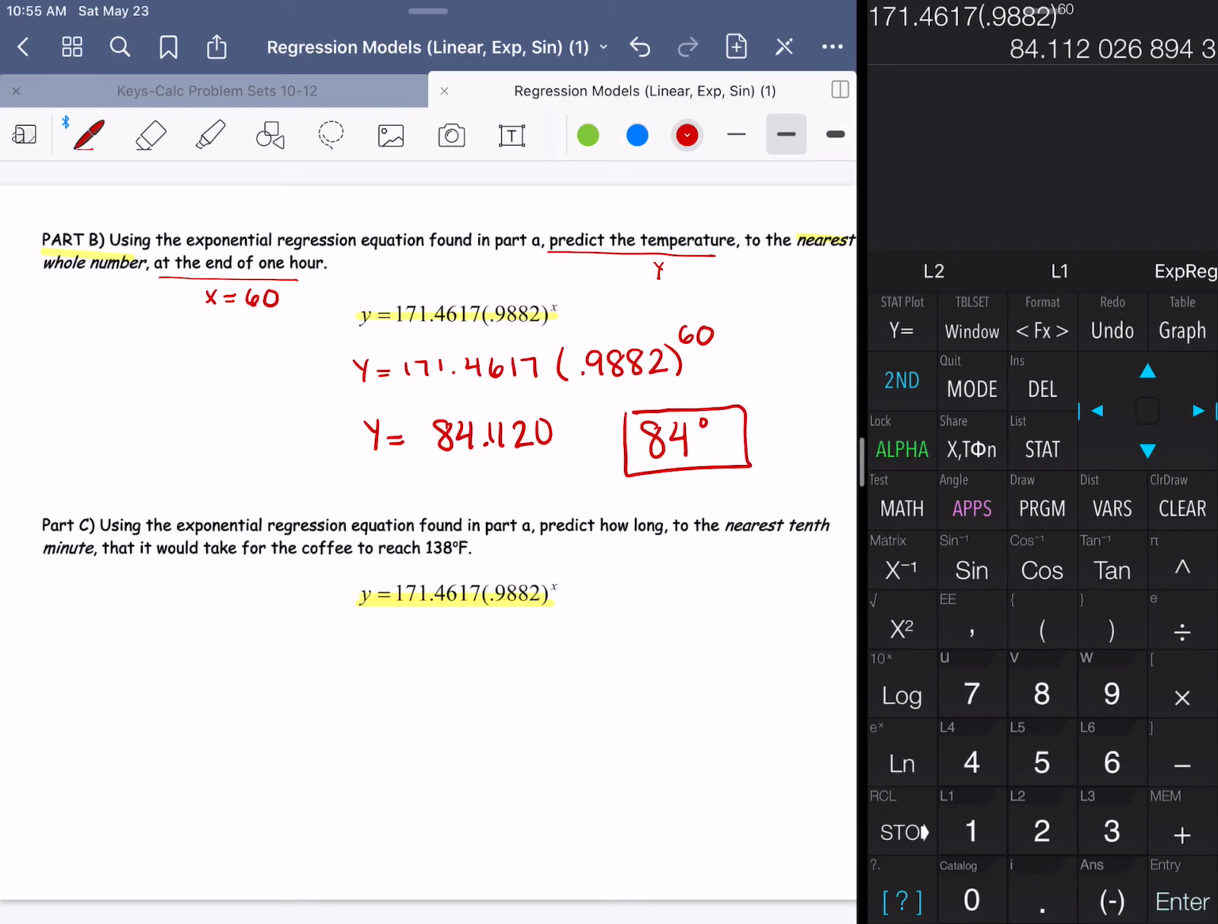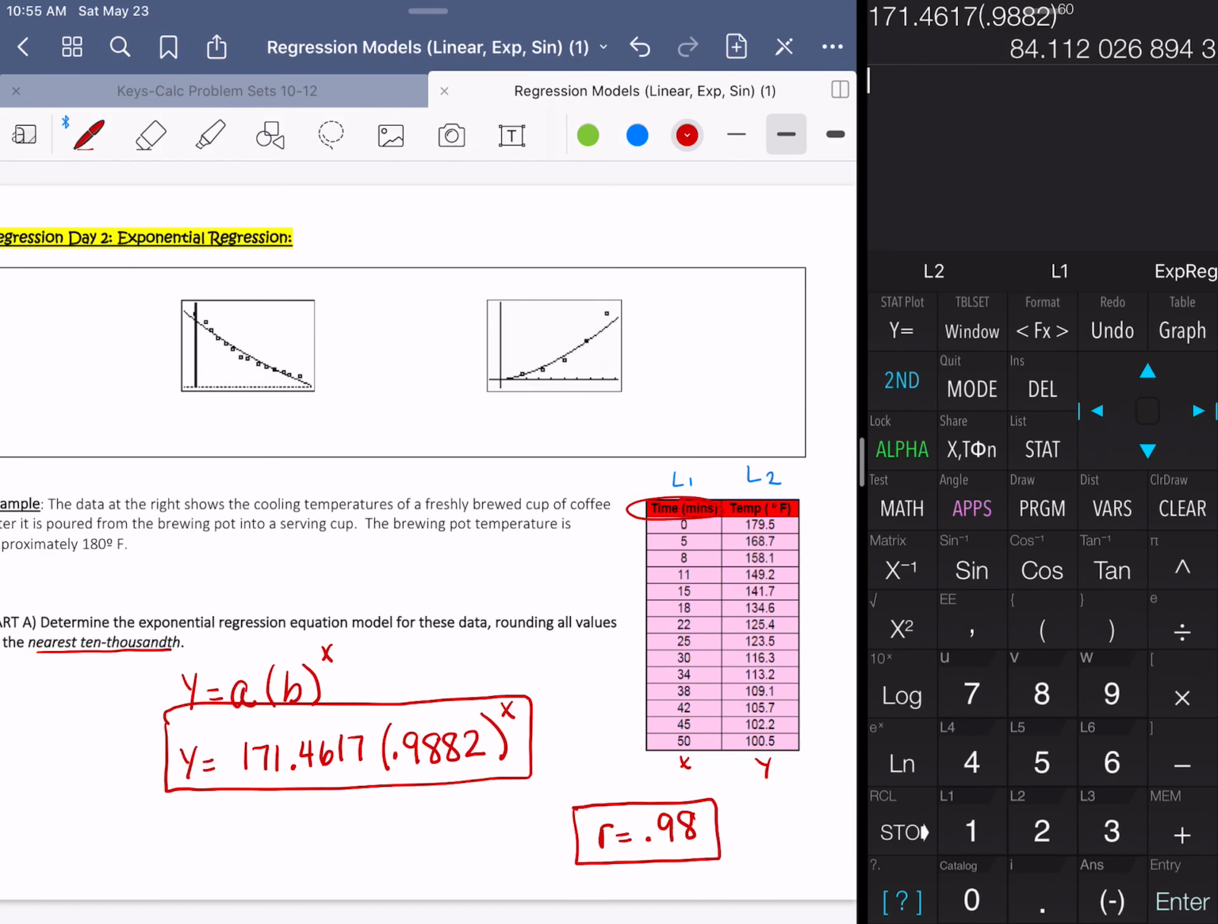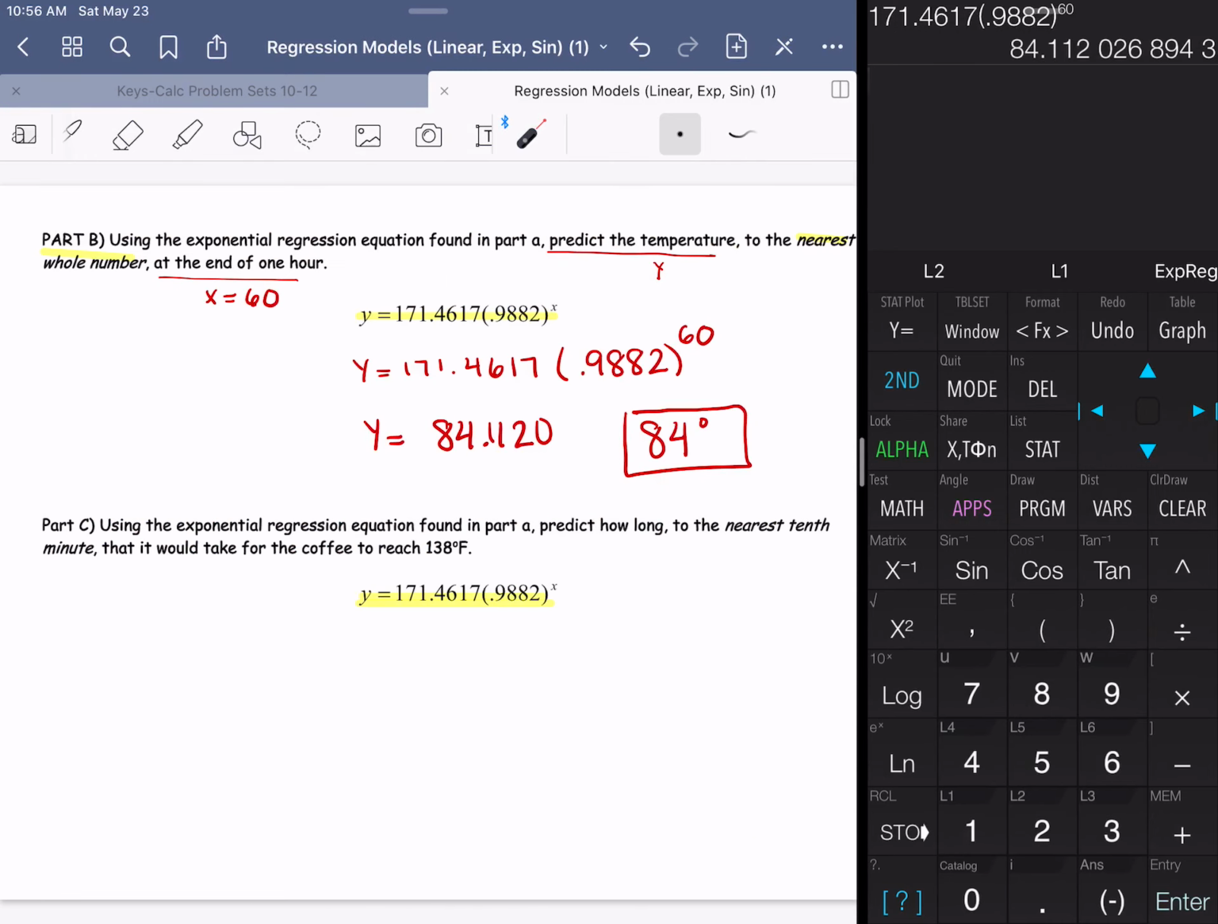Now let's see if we can use the calculator to see if this estimate was actually correct. For the end of 1 hour, if we look here, the time in minutes only goes up to 50 minutes, so about 60 minutes would be outside. If you follow the trend, it started at 179 and went all the way down to 100. So it has to be a little bit smaller than 100. So a time of 60 minutes should be something a little bit smaller than 100, which is about 84 degrees, which works perfectly.